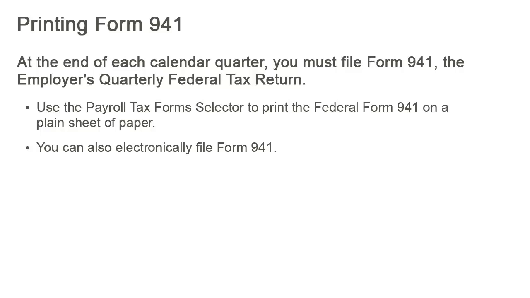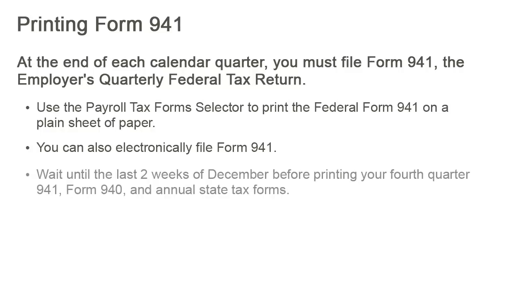Because the federal and state governments may release changes to payroll tax calculations late in the year, it is recommended that you wait until at least the last 2 weeks of December before printing your fourth quarter 941, Form 940, and annual state tax forms. Let's walk through the process together.